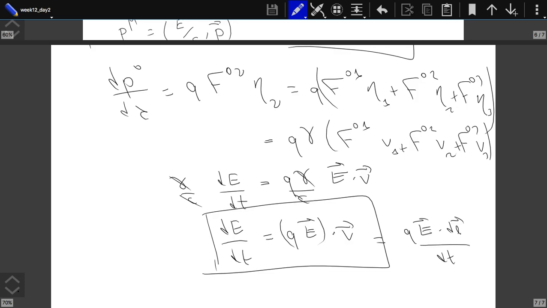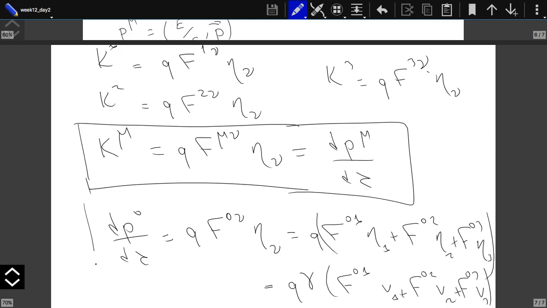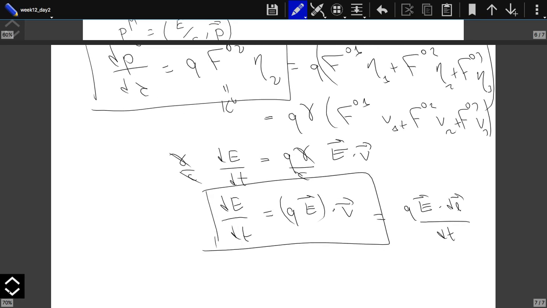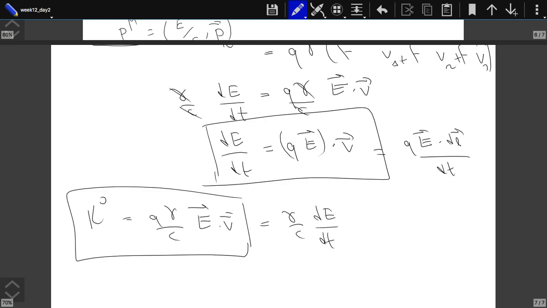What we looked at is we calculated K0 and we equated K0 to dP0 by d tau. K0 is E dot V with gamma and C. You see this equation over here. We started from this equation. This is K0, the zero component of this one. And we had shown that K0 is Q gamma over C E dot V. And this is equal to gamma over C dE by dt, which is the power. So K0 is power up to some proportionality constant.